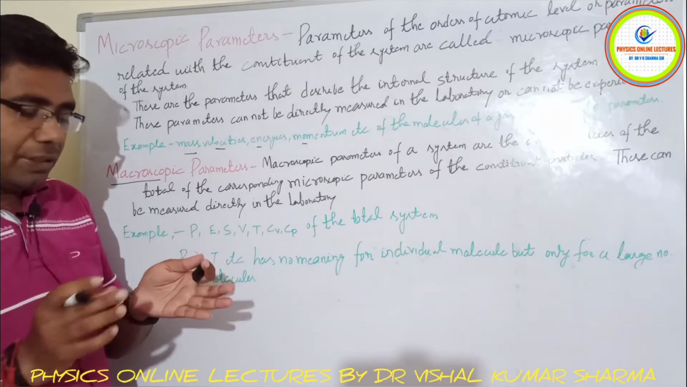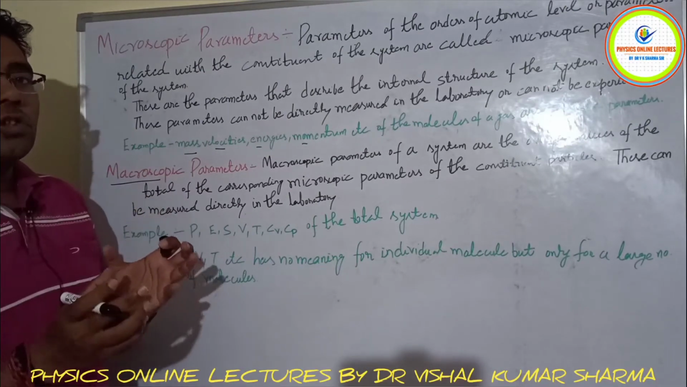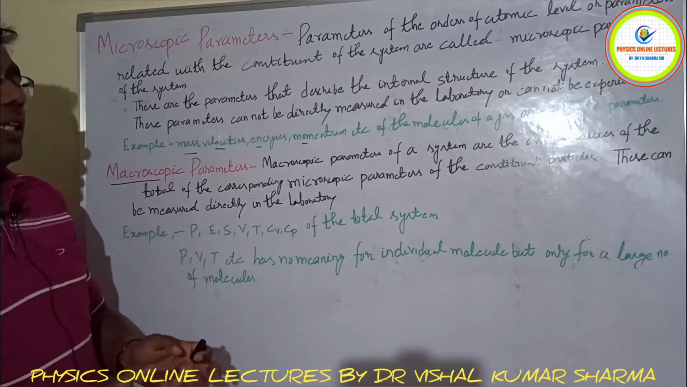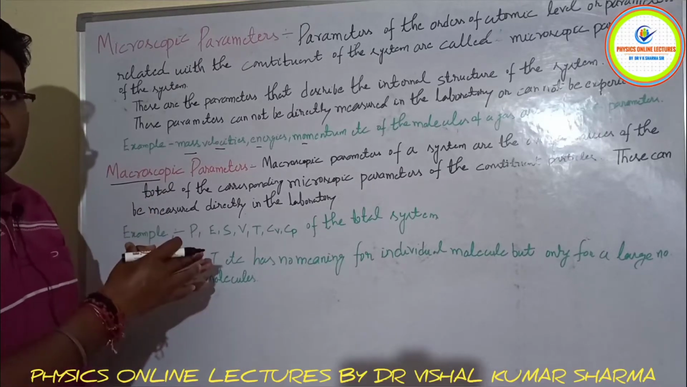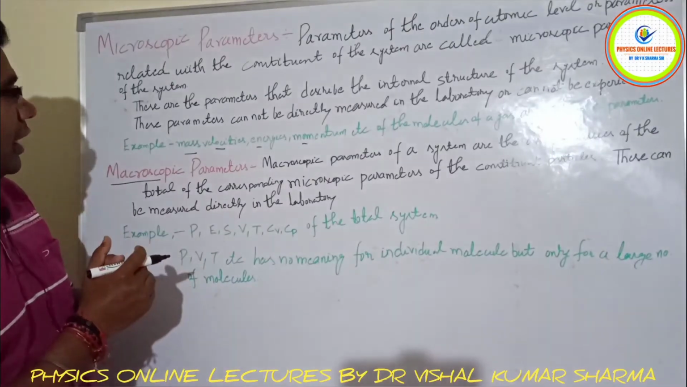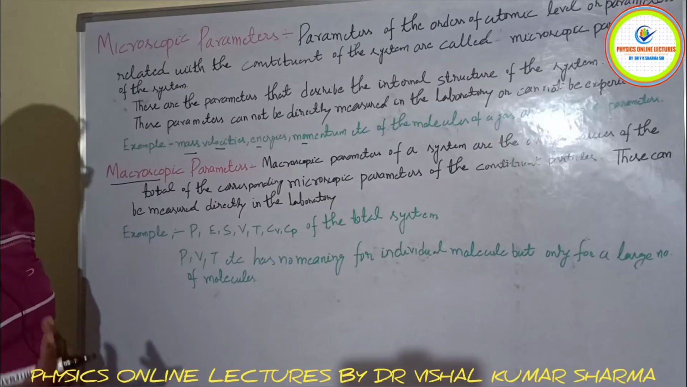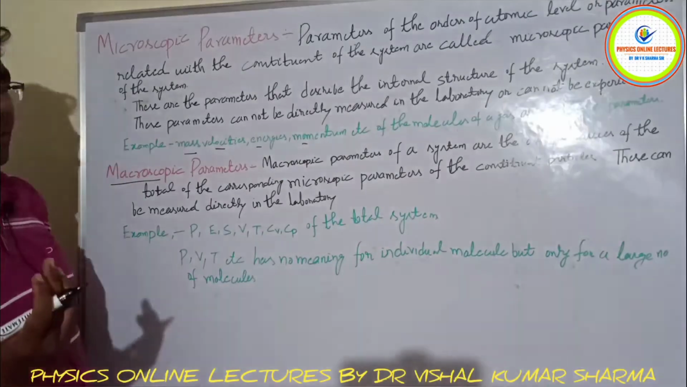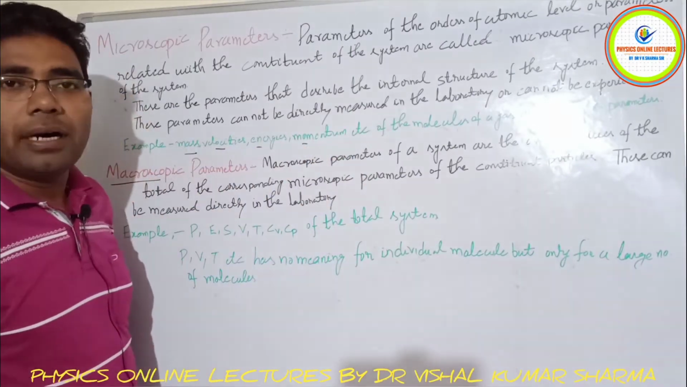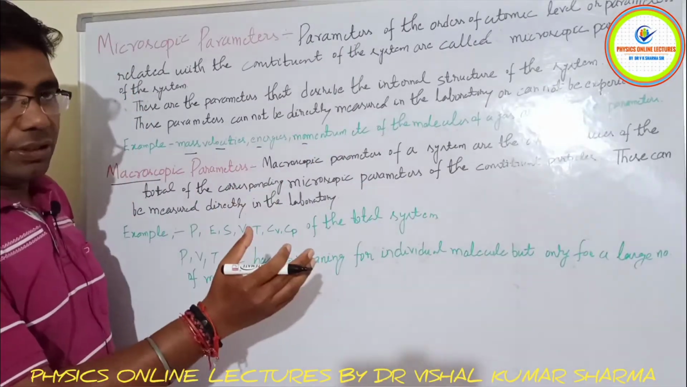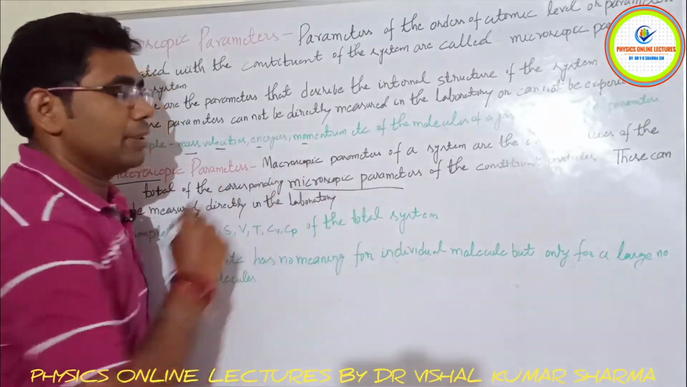Thermodynamics is the branch of physics in which we deal only with the macroscopic state, and the parameters related with that macroscopic state are called macroscopic parameters. Now, how do we define a macroscopic parameter? Macroscopic parameters of a system are the average values of the total of the corresponding microscopic parameters.